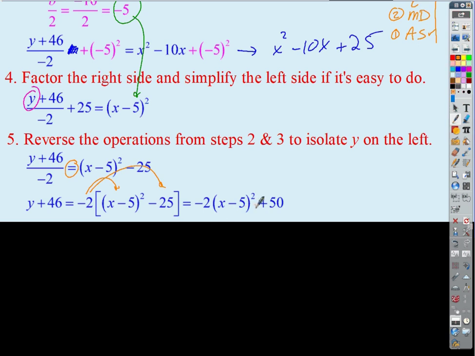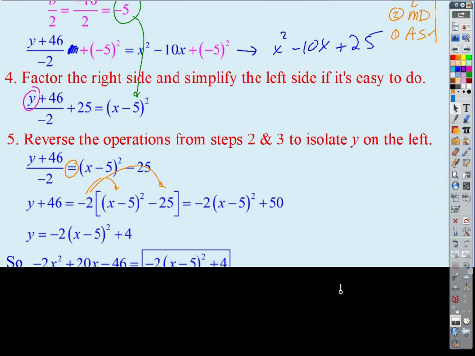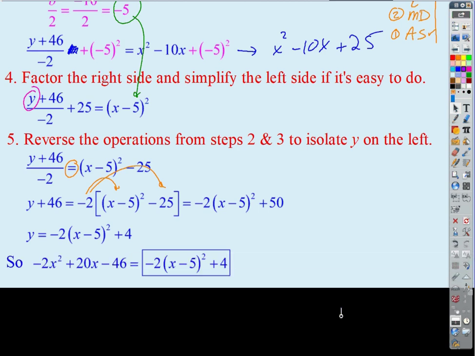Now that's good though, right? Doesn't that look like a times x minus h squared, right? So we're getting there. And then -2 times -25 is plus 50. And then the very last step, subtract 46, and we're there. If I subtract 46, I got it. And now, what do you know? It's in the form I want it to be.